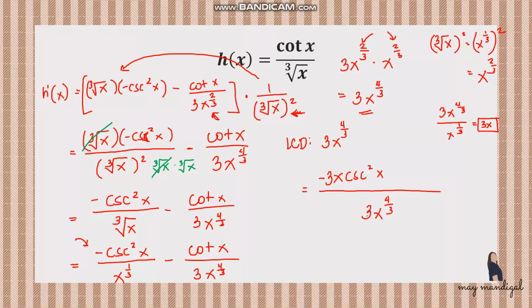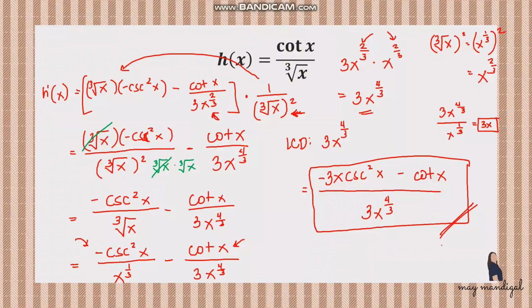Okay? And then, for the second one, since the denominator is already the LCD, we just have to copy the numerator, which is minus cotangent of x. And then, that's it. That is now the derivative of our function.